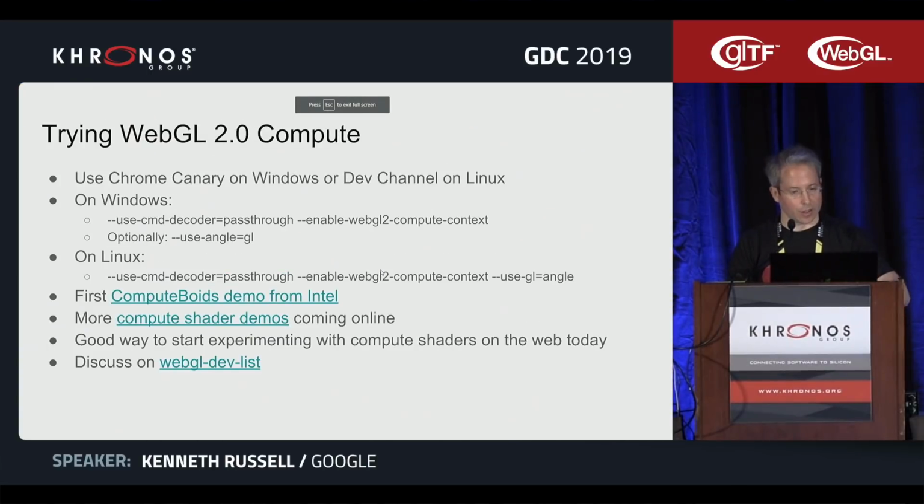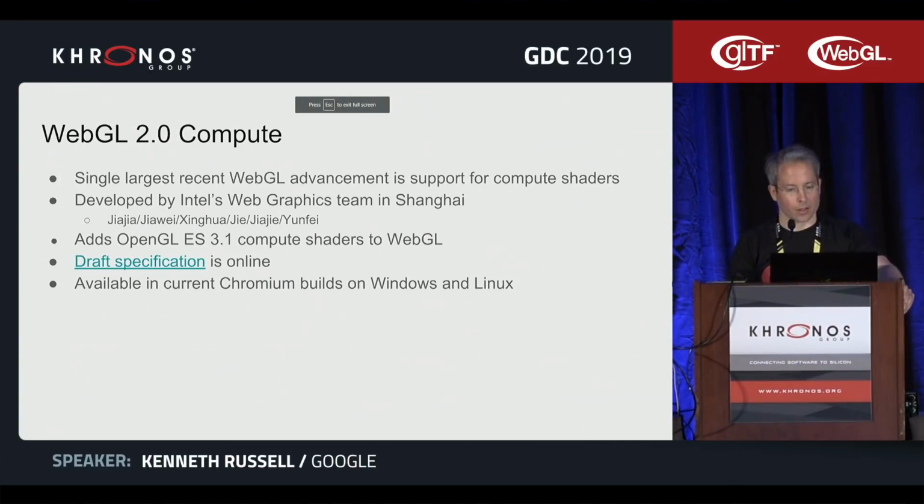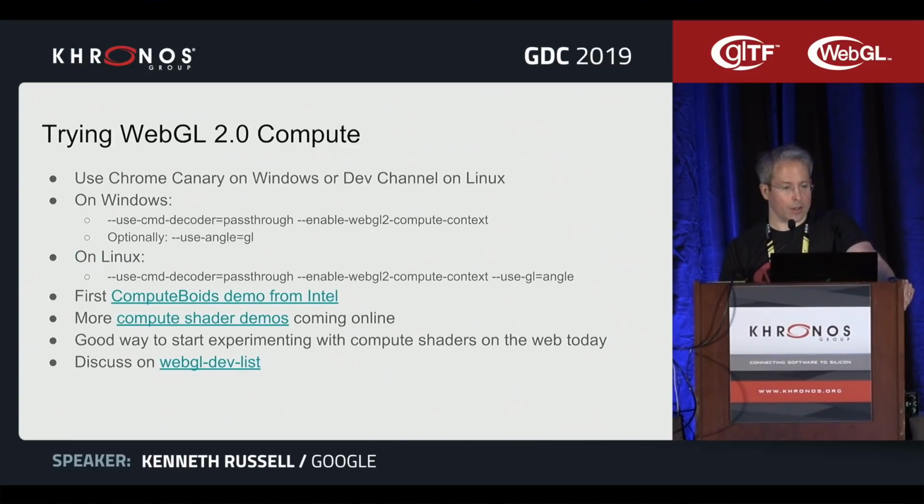And this functionality is available right now in recent Chromium builds on both Windows and Linux. There are some slides here that tell you exactly what command line flags you have to flip in order to get this to work. And the first demonstrations are already out there. Intel has checked in one that does a flocking Boids demo. There are some more compute shader demos from an individual in Japan that look really cool. And please discuss this functionality on the WebGL developers list.